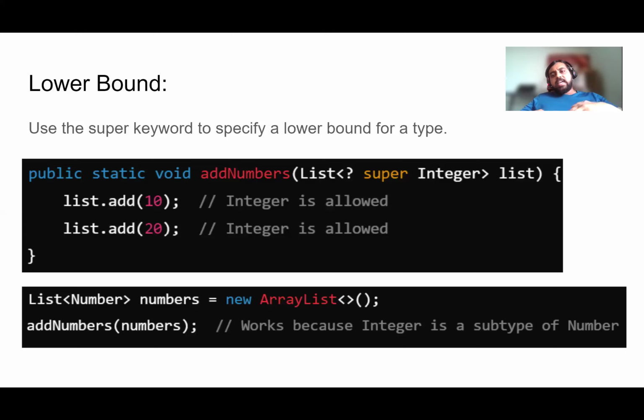So we define a child's type, and the method or class where we define it will accept its parent type. Whereas an upper bound will define the parent level, so all child classes which are related to this parent will be taken into consideration.